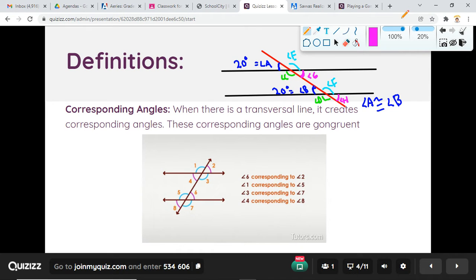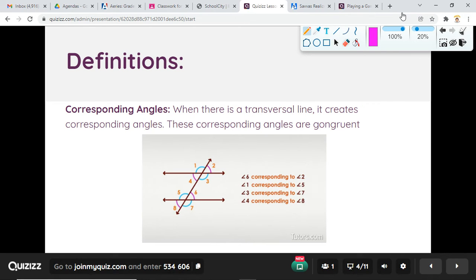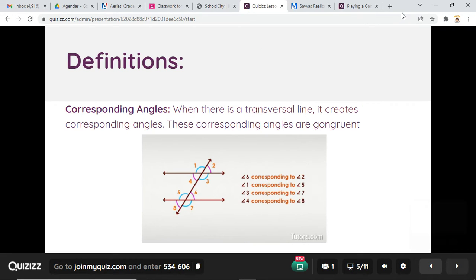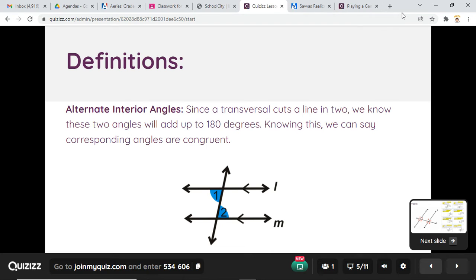So what we're going to do is basically plug in numbers into these different transversal angles, and we would have to find out what our corresponding angle is and what is equal to it. So that's what we're going to be doing a lot in this section. Got another definition for you though.